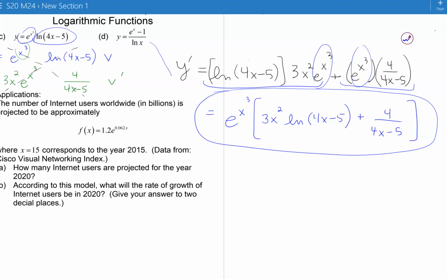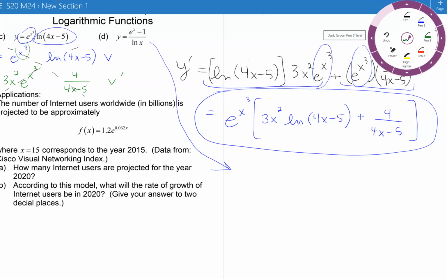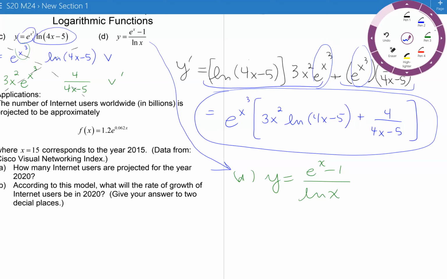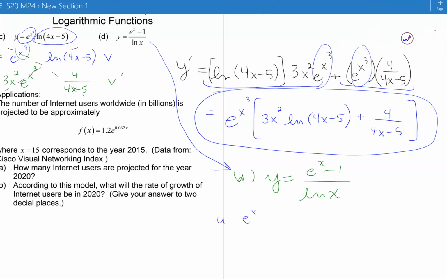Okay, then let's look at example D. And we have a quotient rule here. So we're going to have u is the function in the top, e to the x minus 1. And v is the function in the bottom, the ln of x. Then u prime, the derivative of e to the x is e to the x. V prime, the derivative of ln of x is 1 over x.